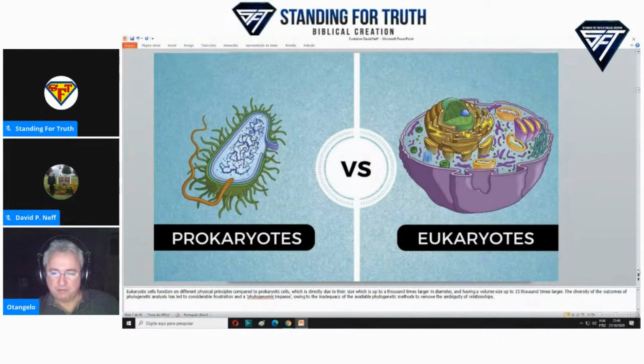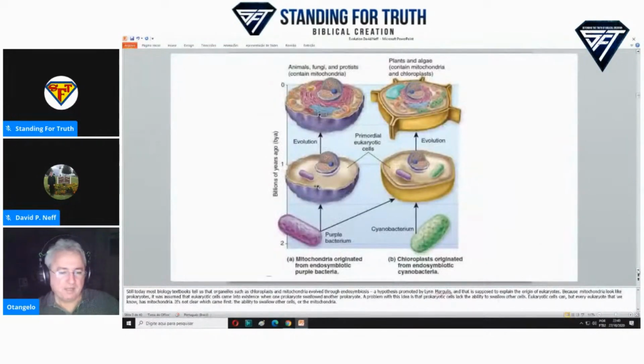The diversity of the outcomes of phylogenetic analysis has led to considerable frustration and phylogenomic impasse owing to the inadequacy of the available phylogenetic methods to remove the ambiguity of relationships. Still today, most biology textbooks tell us that organelles such as chloroplasts and mitochondria evolved through endosymbiosis, a hypothesis promoted by Lynn Margulis, and that is supposed to explain the origin of eukaryotes.